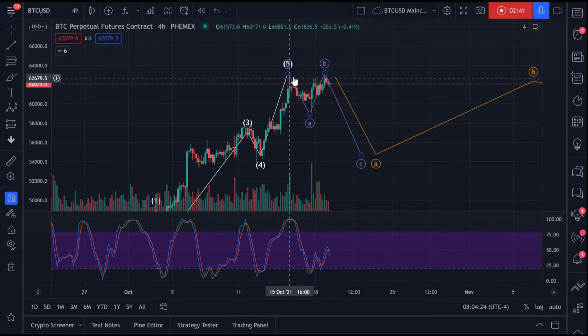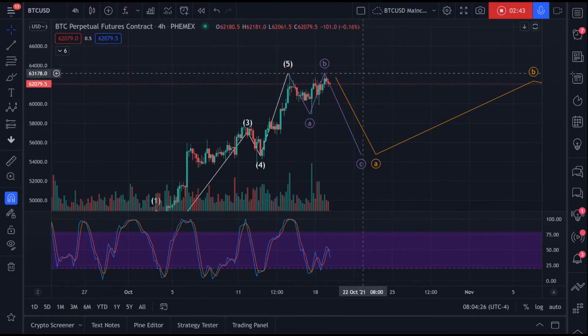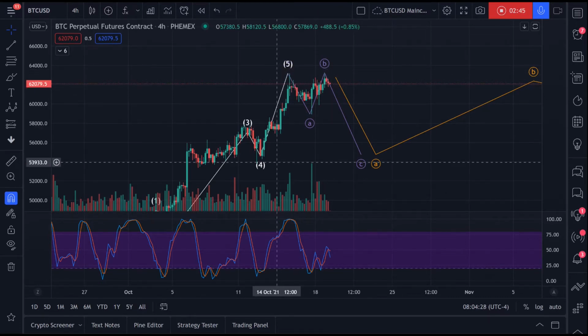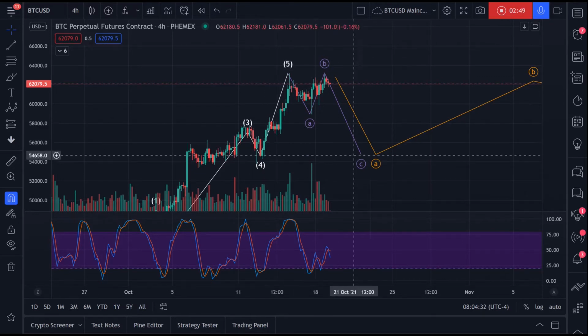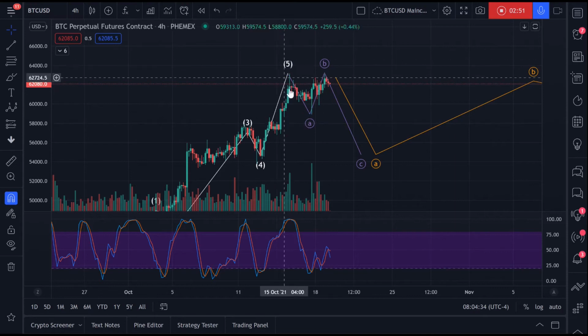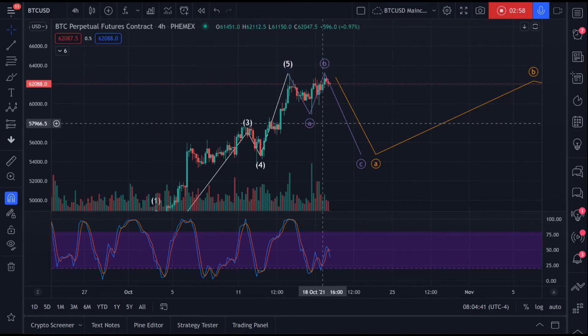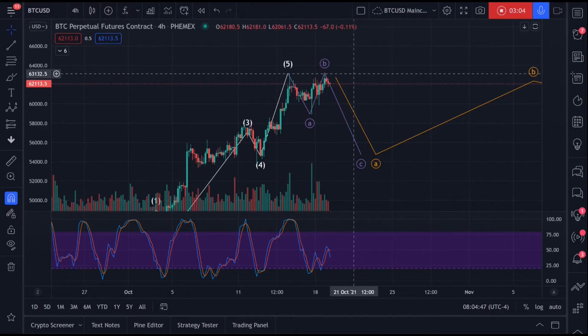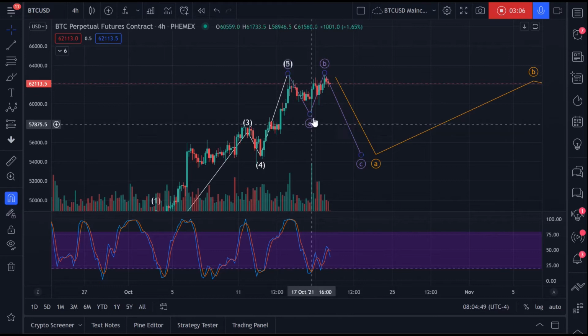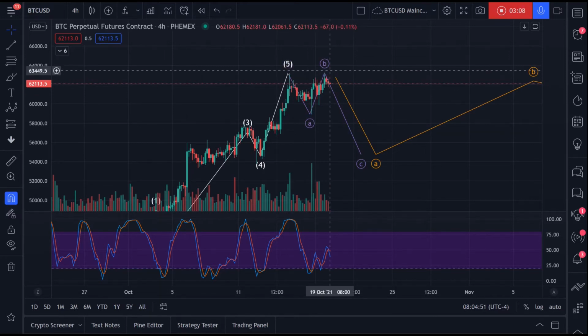Here is actually what we get. We don't get this all the time, but Bitcoin has recently, because it's running out of steam, been printing regular flat corrections, meaning the B wave has been coming up to the same area as the A wave. So it's been correcting actually 88.6% of the A wave, or even closer to 95%. So that is a regular flat correction.